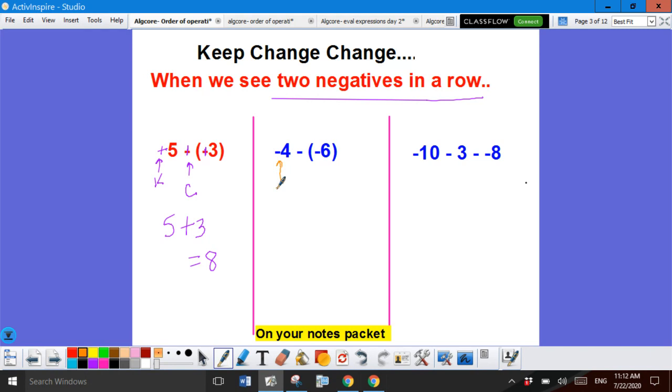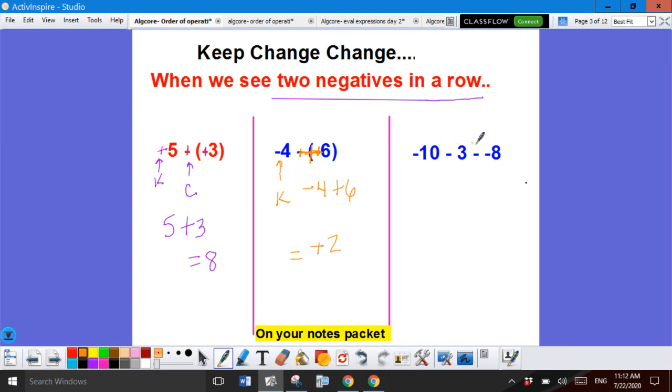All right, we're going to keep it. We're going to change it. We're going to change it. Again, 2 negatives in a row makes a giant plus sign. So this is -4 plus 6. It's like I have $6 and I'm going to spend 4 of it. So that gives me a +2. That's my bigger number.